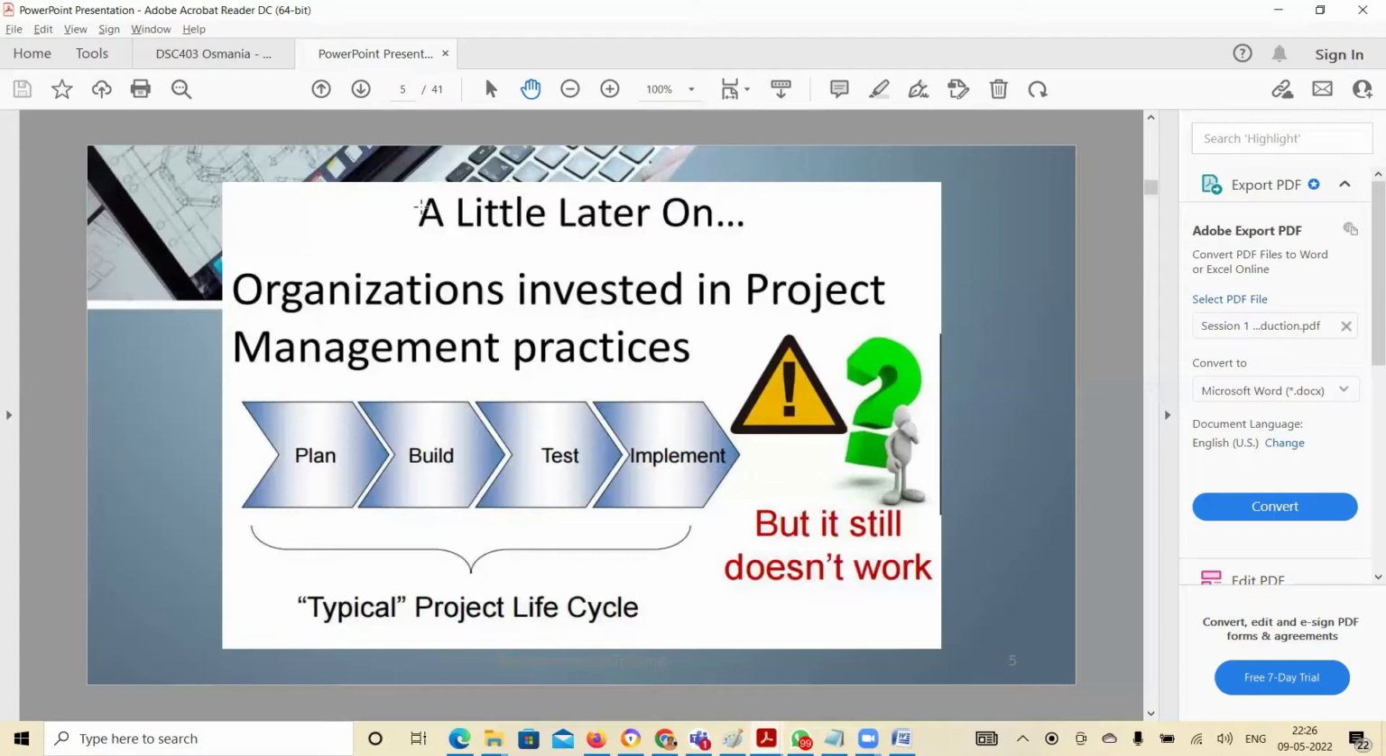So what we are doing right now is building. In the software world, it is coding. You start coding, and we are executing as per our plan. Then you have test. Okay, test is like in the software world.